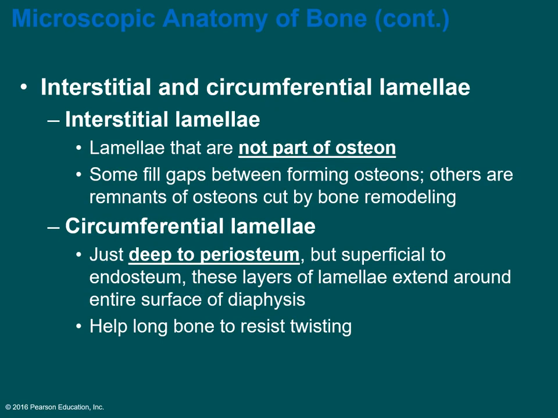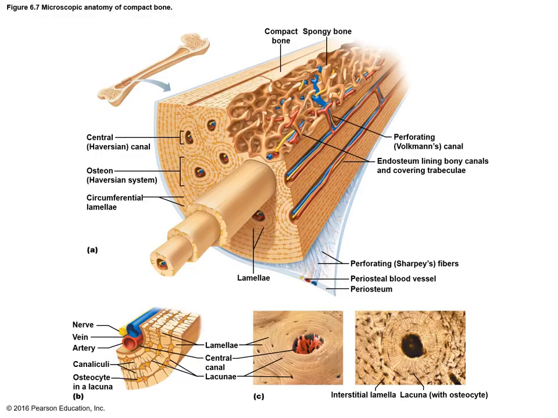Interstitial lamellae are not part of the osteon. They fill gaps between the osteons. Circumferential lamellae, these are running just deep to the periosteum. They help to resist or prevent twisting. So I think it's easiest when you can see here on this diagram.